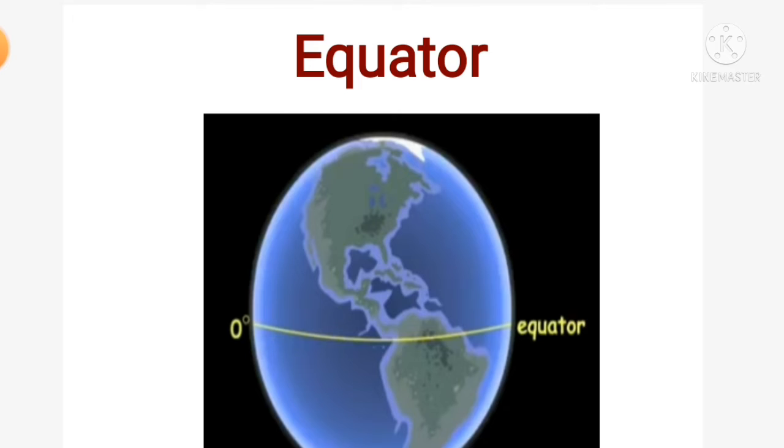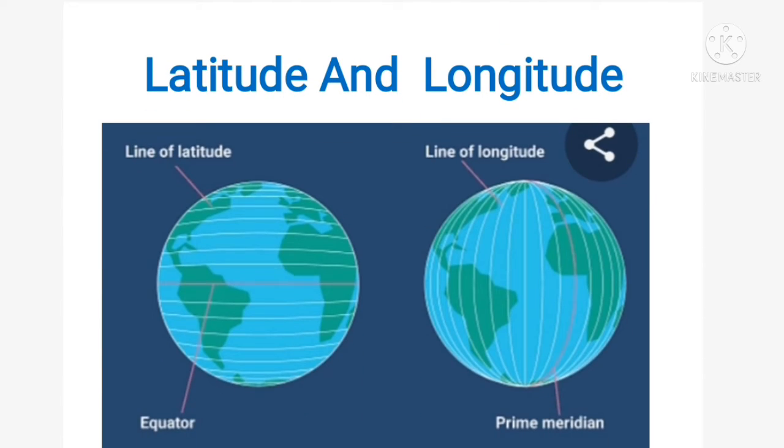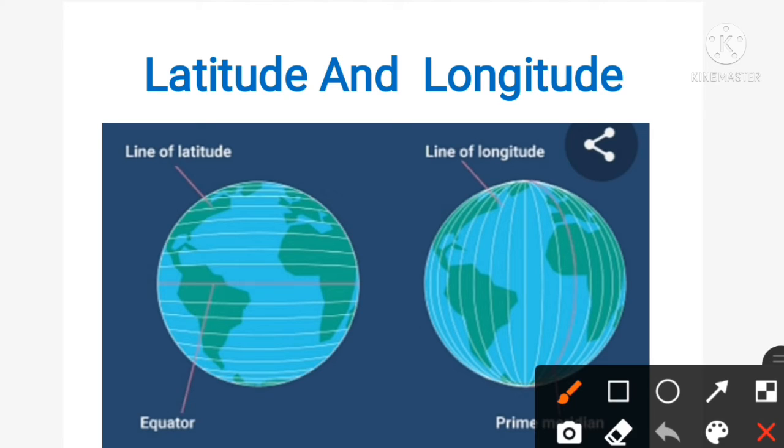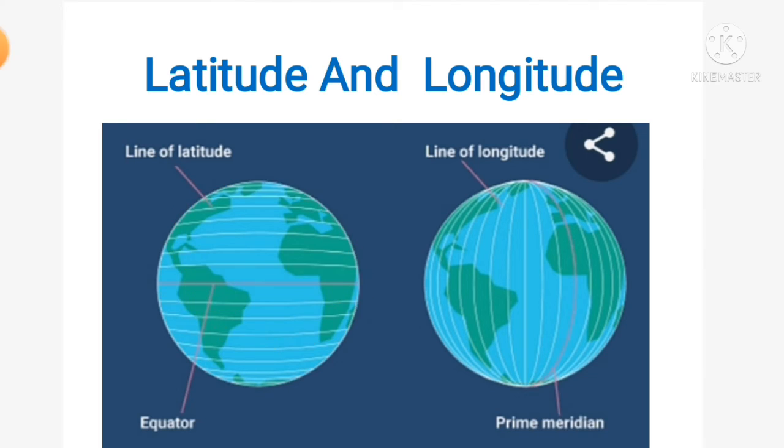Now students, we are going to talk about the parallels, that means lines of latitude, and the lines of longitude. Here comes the picture. These are called parallel lines. Parallel lines or lines of latitude are full circles, which start from the east and end towards the west.